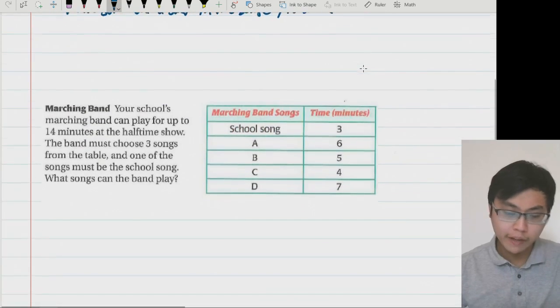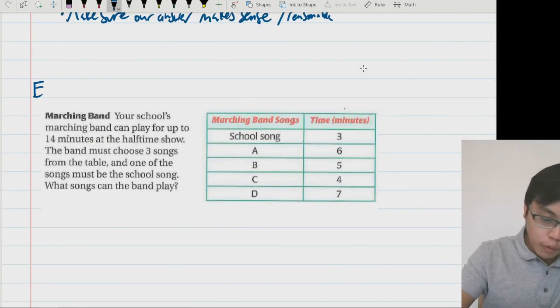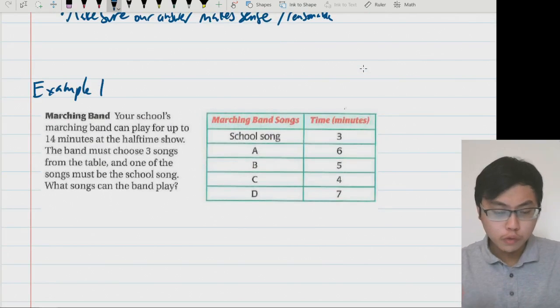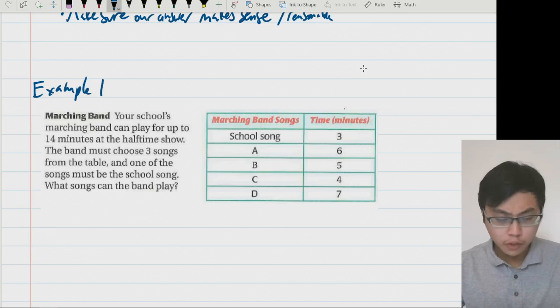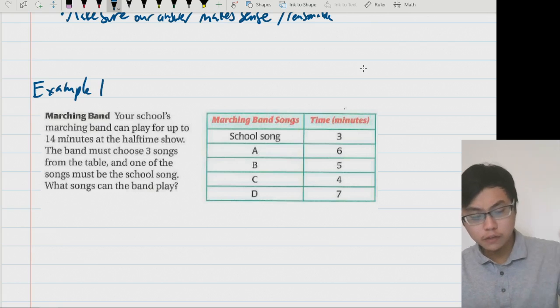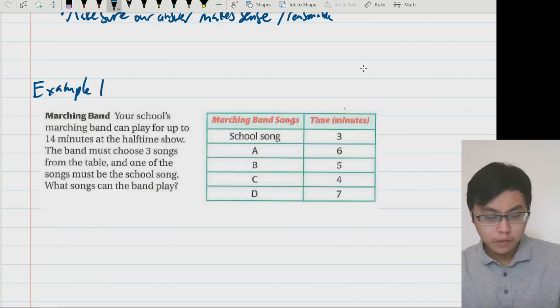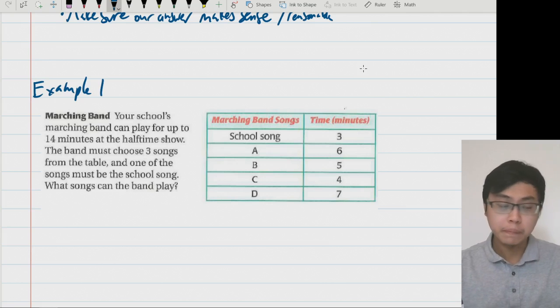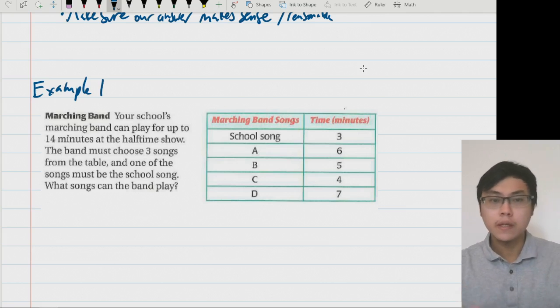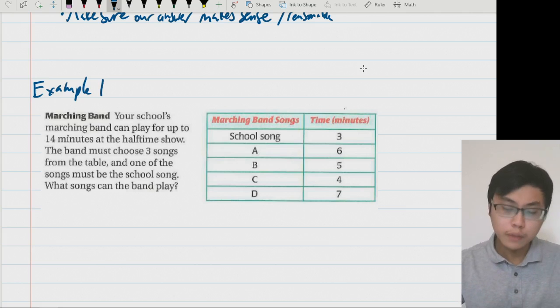So here we have a marching band. This will be example one. Your school's marching band can play up to 14 minutes at the halftime show. The band must choose three songs from the table, and one of the songs must be the school song. What songs can the band play? So this question is in the textbook. You can refer to it.